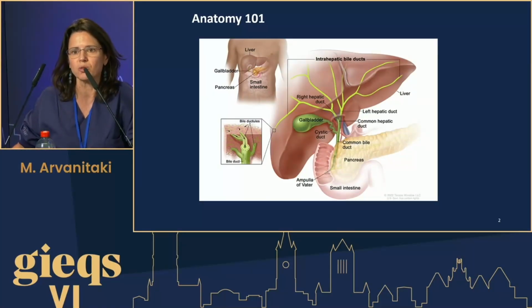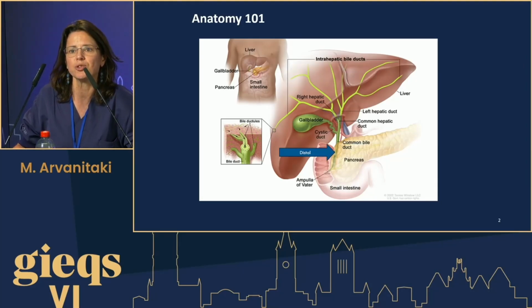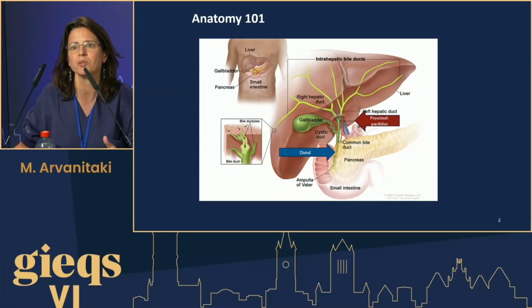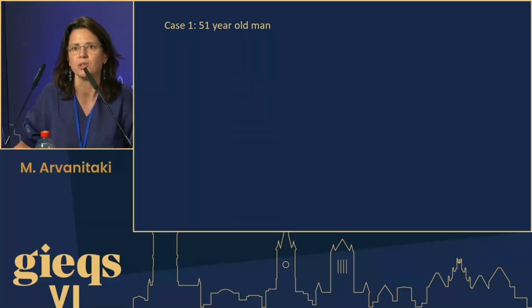So just to remind that we are dealing with tumors that can give strictures in the distal part, so this is the intrapancreatic bile duct, or in the proximal perihilar part. And this is important because the workup is going to be slightly different for these two different locations.